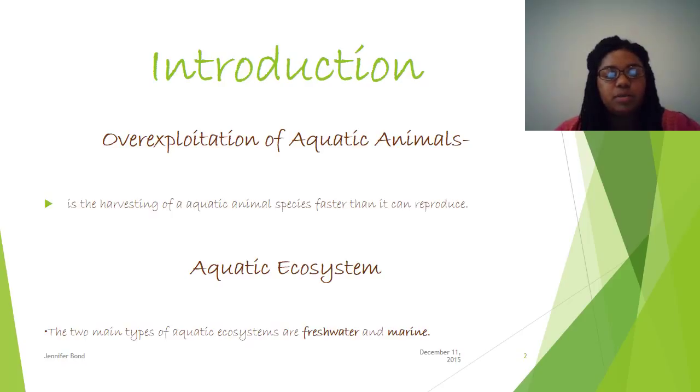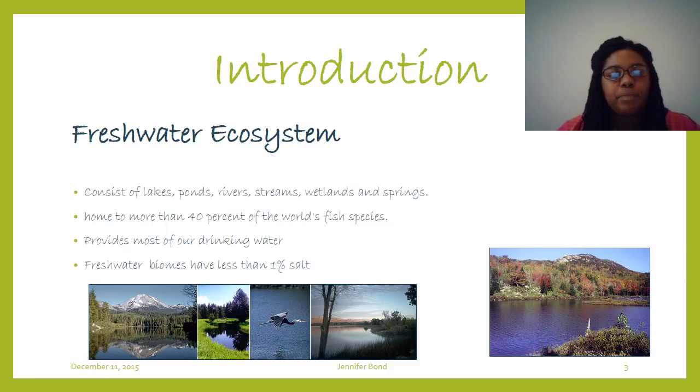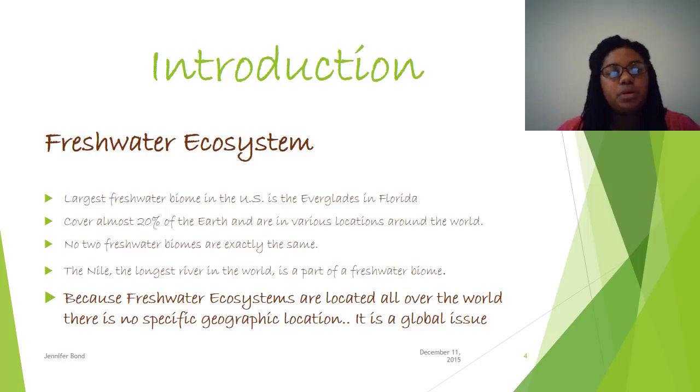In the aquatic ecosystem, there are two main types, which are freshwater and marine. The freshwater ecosystem consists of lakes, ponds, rivers, streams, wetlands, and springs. It is home to more than 40% of the world's fish species and provides most of our drinking water. Freshwater biomes have less than 1% salt. The largest freshwater biome in the United States is the Everglades in Florida.